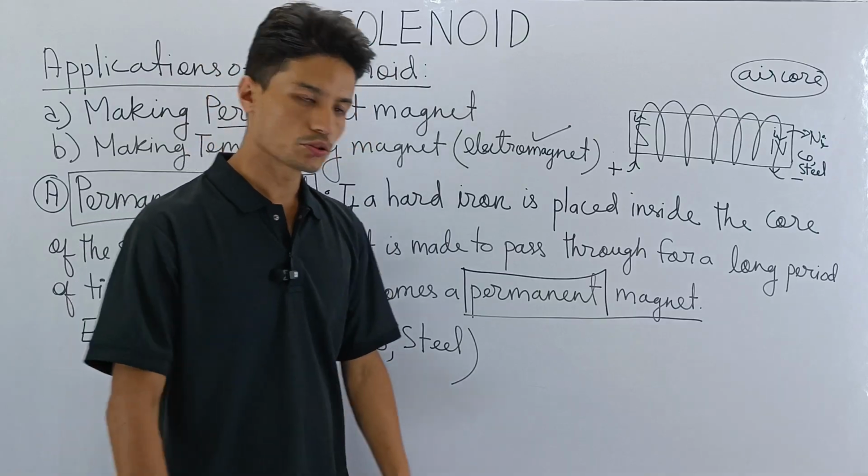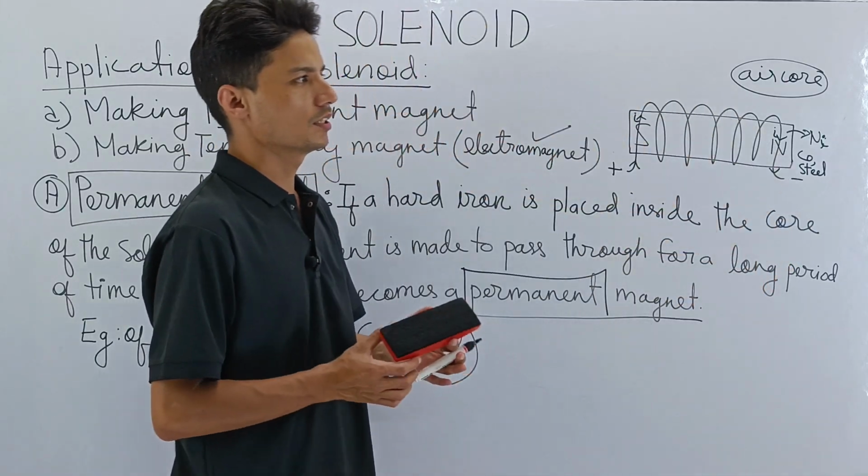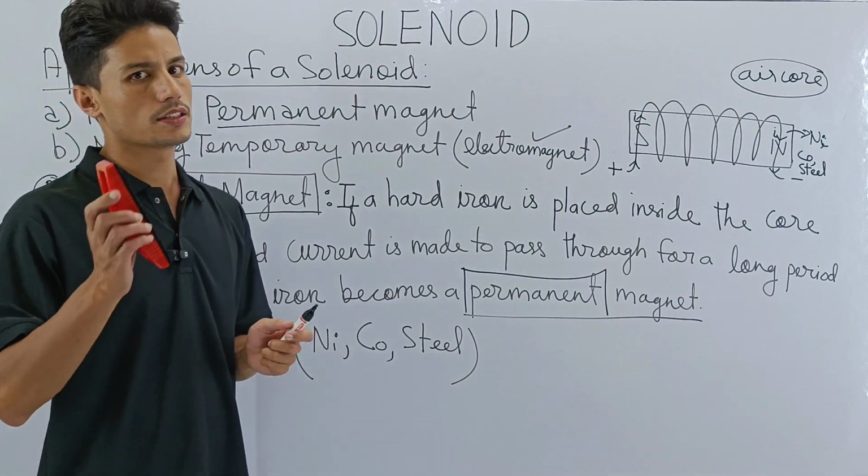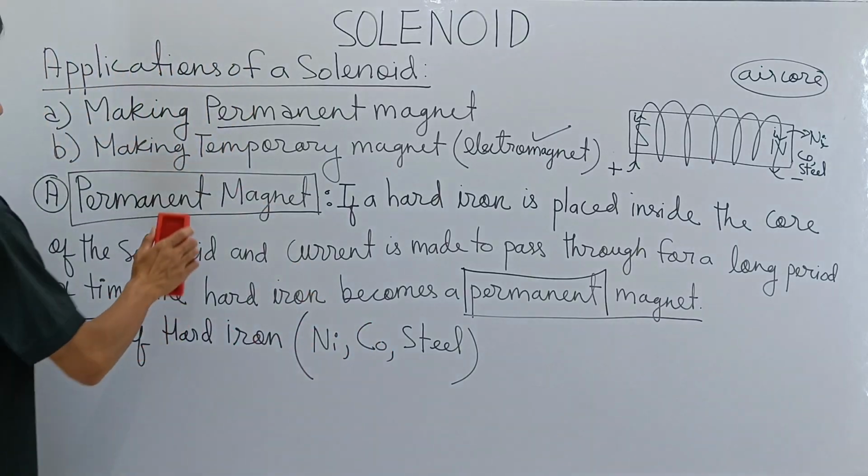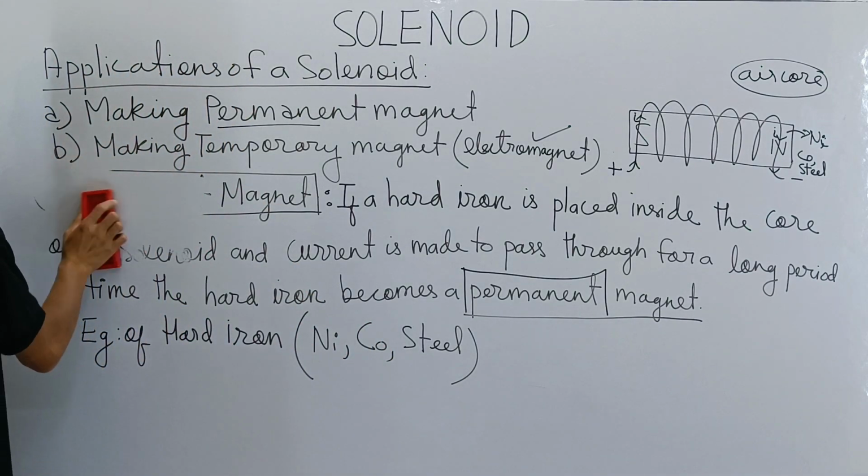So let's go to the next one. Now we'll learn about temporary magnets. So let's learn about temporary magnets now. Point number B.